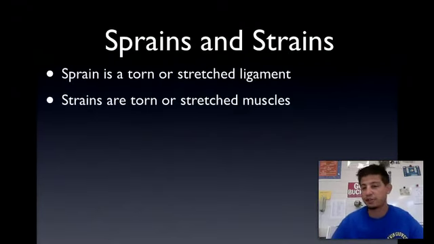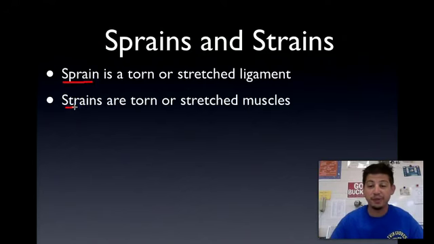Let's first start off with what sprains and strains are. A sprain is a torn or stretched ligament, as opposed to a strain, which is a torn or stretched muscle. So please notice the difference here. Sprain, SP, and strain, ST.